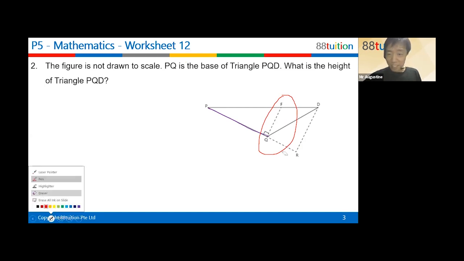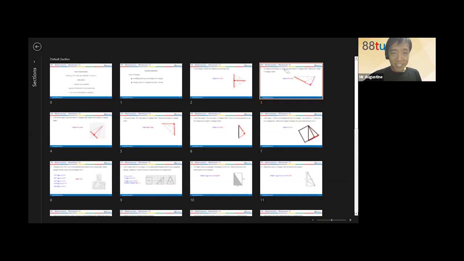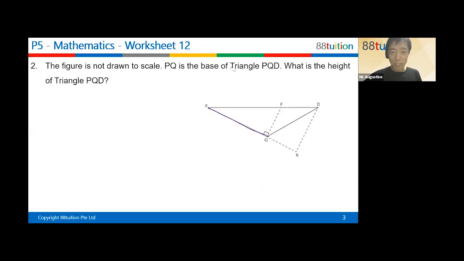Let me erase this one first. Okay, so let's see what some of you said. It did not reach the tip. Thank you, Liana. So Liana also gave us another way of presenting it. She mentioned that you must touch the opposite tip, must go through the opposite tip. And remember, I was saying as well, there are only 3 points on the triangle, P, Q, and D. So if PQ is the base, it is very clear that the opposite tip must be the point D.